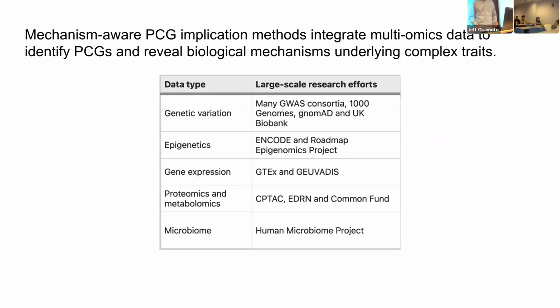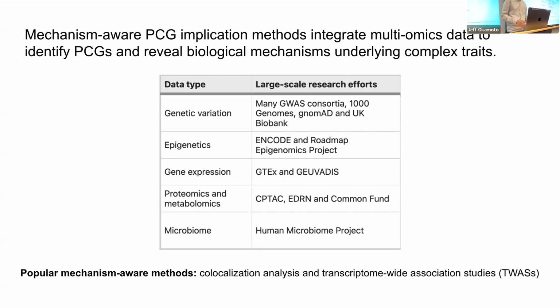Okay, so recently a new class of methods has begun to emerge that integrates different types of omics data in order to identify PCGs. The advantage of this sort of approach is that it paints a better picture of the underlying biological mechanism for complex traits. So we're calling these mechanism-aware PCG implication methods. Some examples are colocalization analysis and transcriptome-wide association studies, or TWASs. And one of the most common multi-omics data platforms used in these analyses is gene expression.